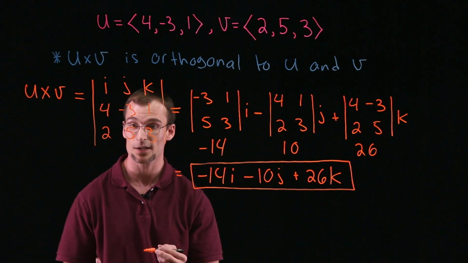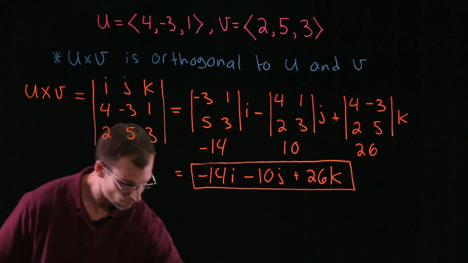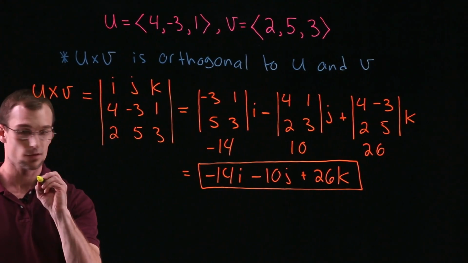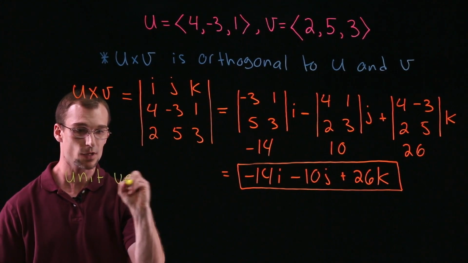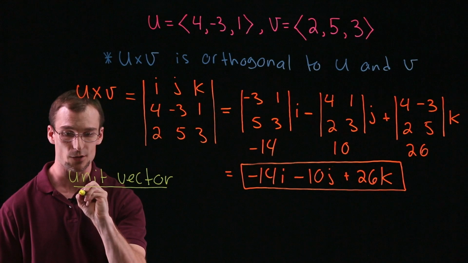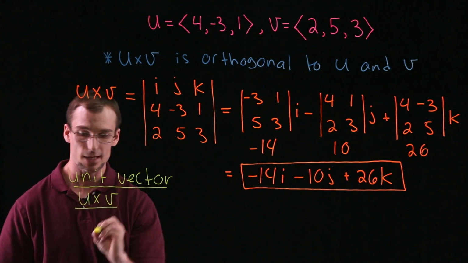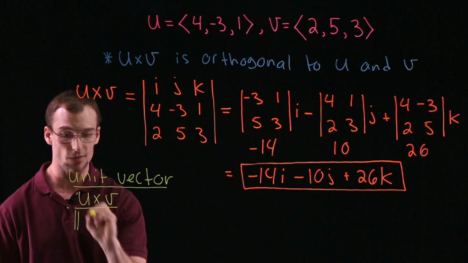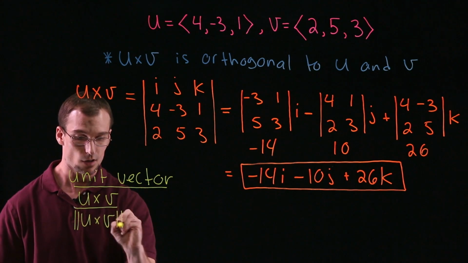Now what we want to do again is find a unit vector. So we want to find a unit vector. Well, again, we can find a unit vector by taking a vector, namely we're looking at our u cross v, and then dividing by its magnitude. So we're going to divide u cross v with the magnitude of u cross v.